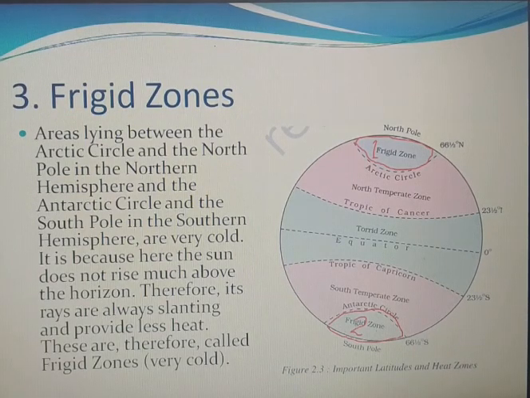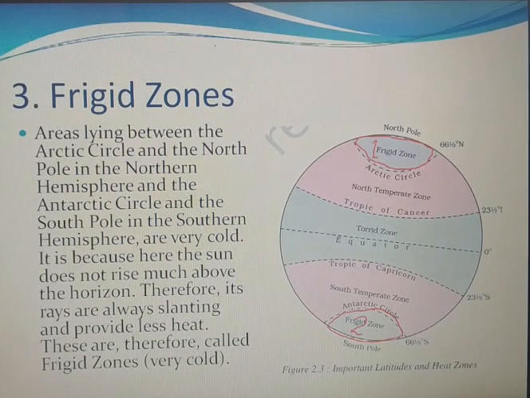Okay, here there will be the minimum amount of sunlight received. The amount of heat received here is very little, and throughout the year there will be a low temperature. Okay, so here we finish the heat zones of the earth.